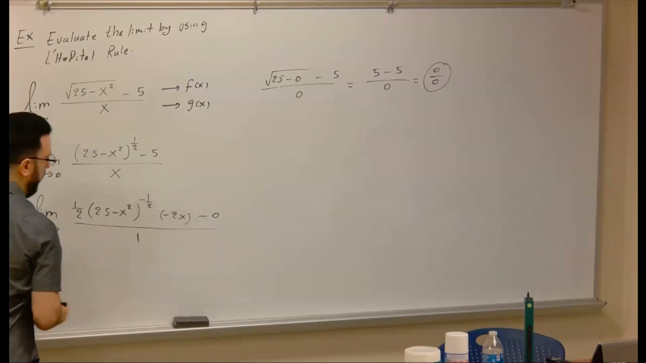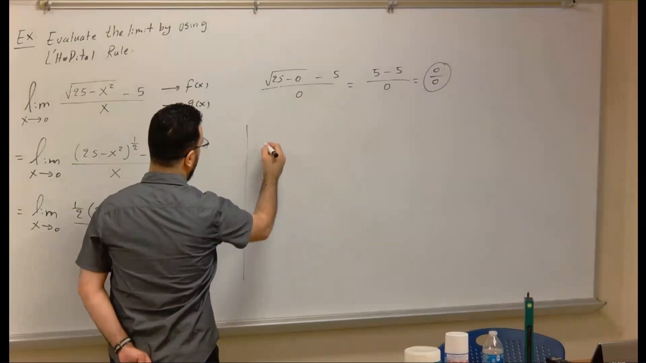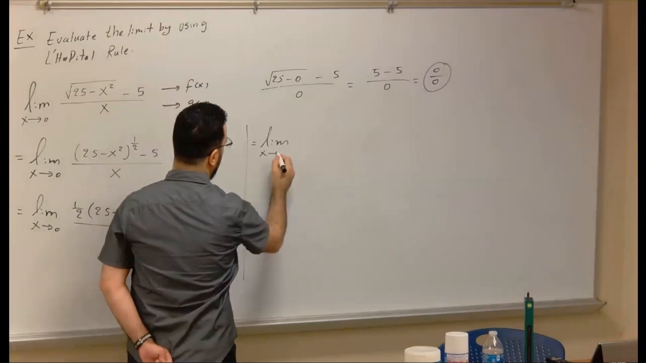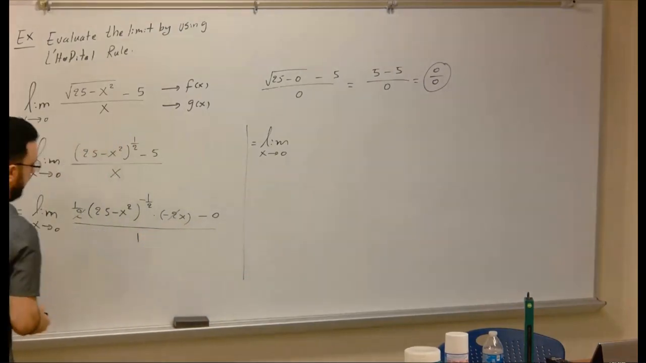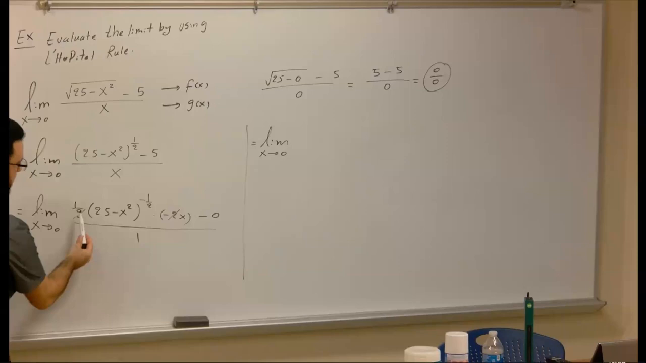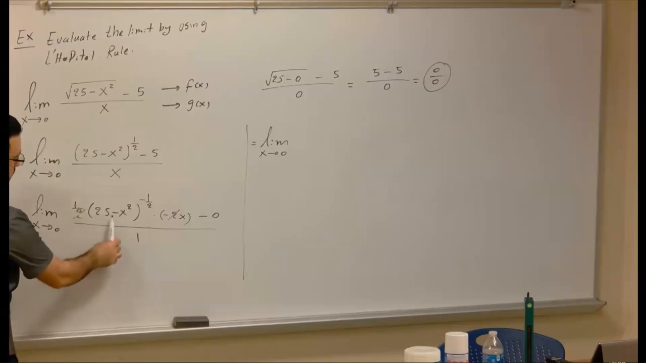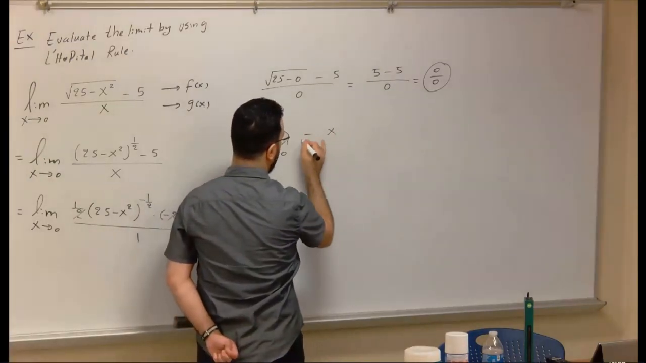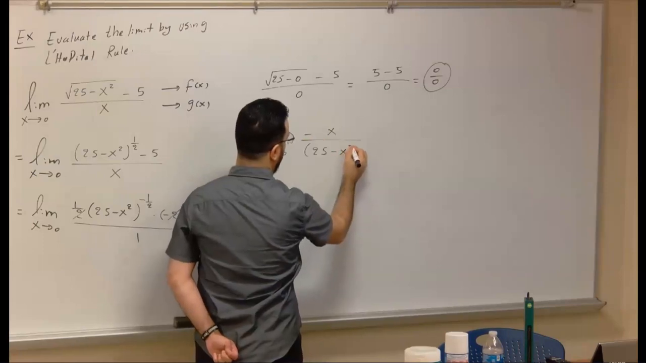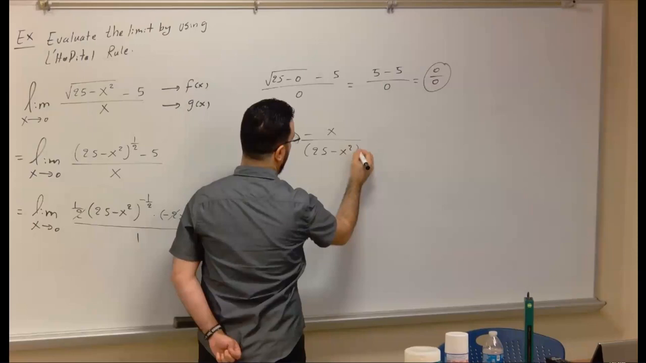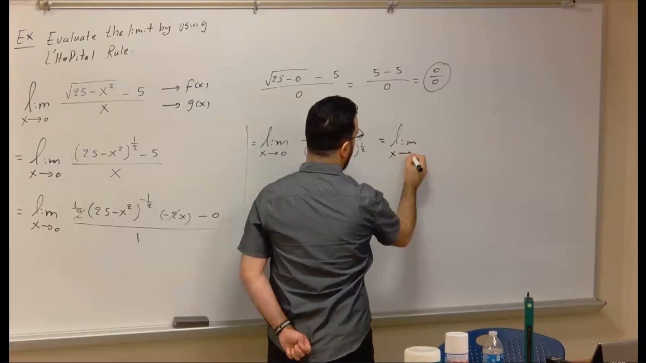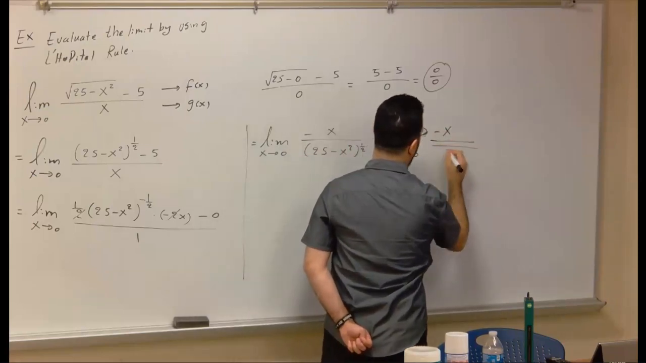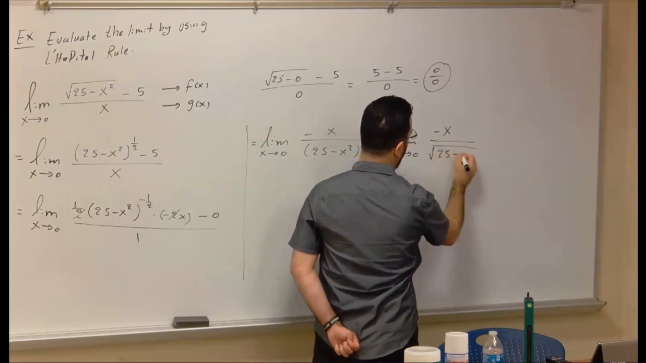Then next step, we're just going to simplify. So it's the limit when x approaches 0. Cancel the 2 with the 2. What's left is negative x. Write down 25 minus x squared on the bottom part. So it's negative x over 25 minus x squared to the half, which is the same thing as the limit when x approaches 0 of negative x over the square root of 25 minus x squared.